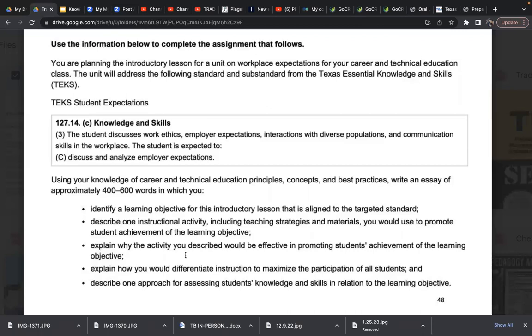Yes, as long as we do all those points, we'll be good, right? Absolutely. And staying on topic, remember. Absolutely. Yes. Okay.